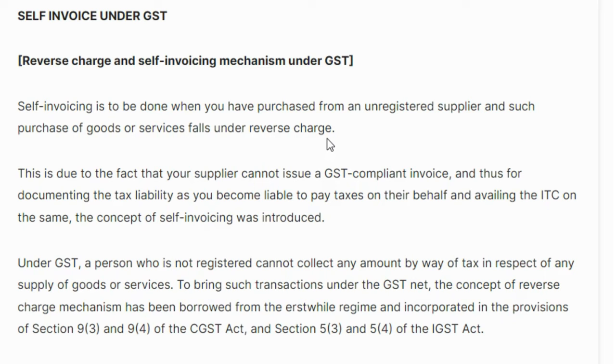So self-invoice, let me explain what is the background of it. As you can see on your screen, self-invoicing is to be done when you have purchased from an unregistered supplier and such purchase of goods or services falls under reverse charge. This is because your supplier cannot issue a GST compliant invoice, and thus for documenting the tax liability, as you become liable to pay taxes on their behalf and availing the ITC on the same, the concept of self-invoicing was introduced.